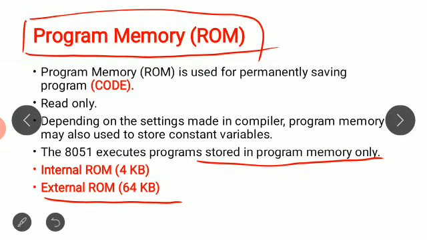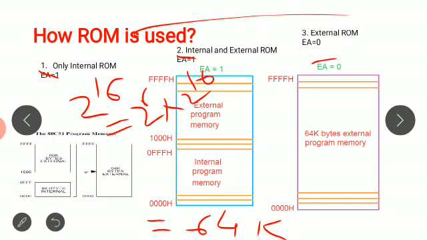Okay, so there are 4 kilobytes of internal ROM, as well as an option of connecting 64 kilobytes of external ROM. So let's see how that is done. ROM can be used in 3 ways. If you are interested in using only the internal ROM, a 4 KB area is available for that. The memory address location starts from 0000H to 0FFFH. Okay, so in most applications, this amount of memory is sufficient.